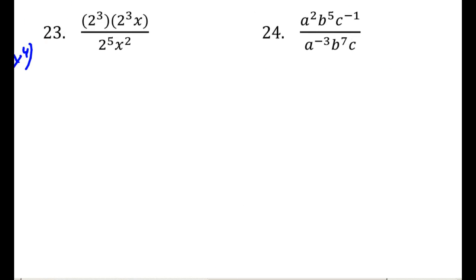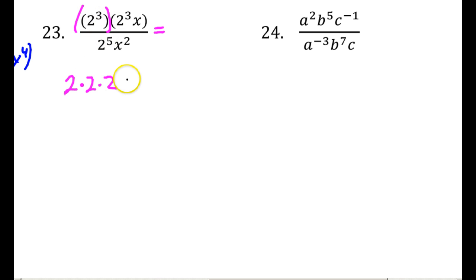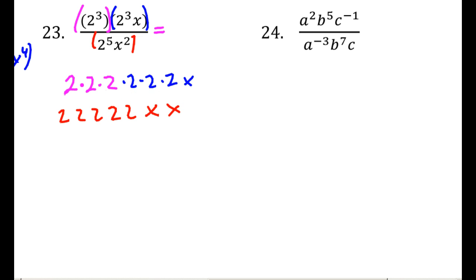23. 2 to the 3rd times 2 to the 3rd times x. Okay. We could write this out. That's 2 to the 3rd. That's the first one. And then 2 to the 3rd times x. That's this one. Just expanding it out. The bottom is going to be this. So it's going to be 1, 2, 3, 4, 5, x, and x.